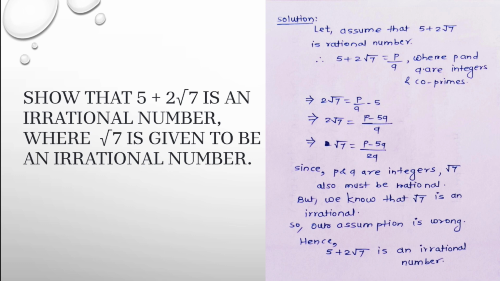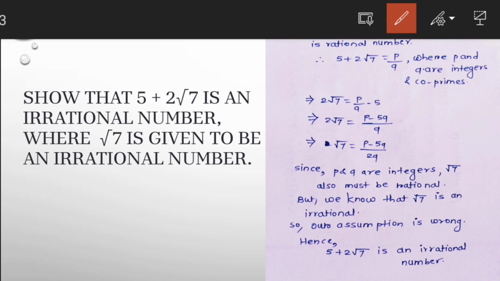So obviously, if we consider 5 plus 2 root 7 as a rational number, it can be expressed in the p by q form, where p and q are integers and co-prime. Co-prime means they have only one as a common factor between them, and no other common factor other than one. Such numbers are called co-primes.